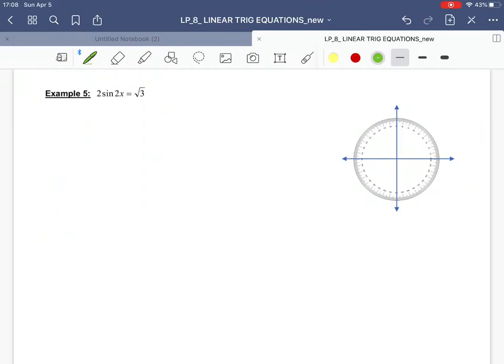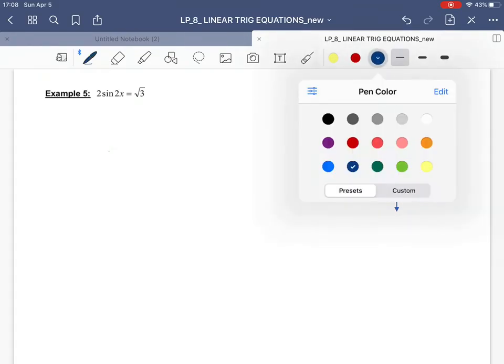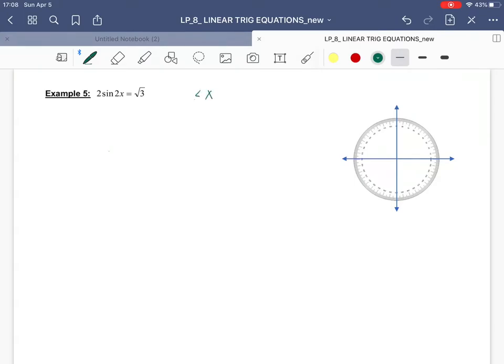So moving on to the next example, number 5: 2 sine 2x equals root 3. Now, one thing I want to point out before we start is our domain. Remember that our domain was x between 0 and 2 pi. When you look at this equation, you notice that you don't have just angle x in here, you have the angle 2x. So we are going to solve for angle 2x first, and then we'll figure out what x equals.